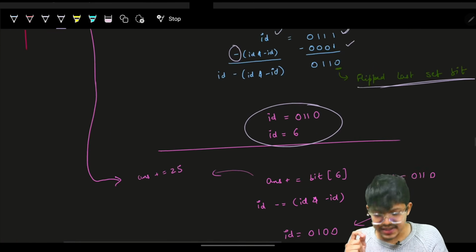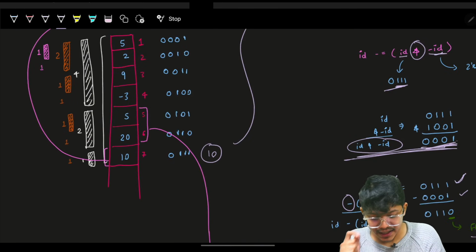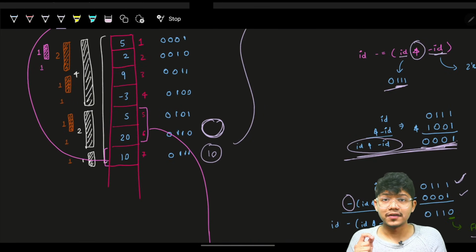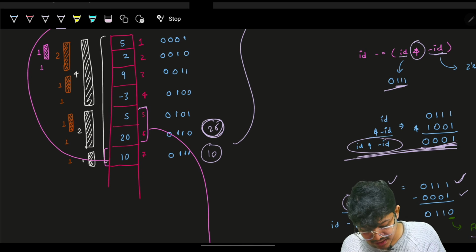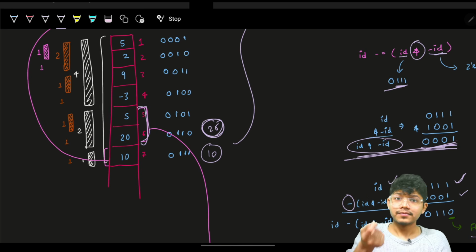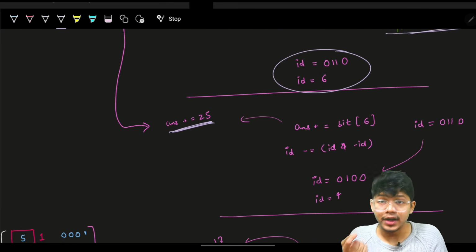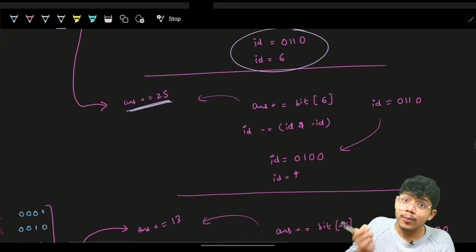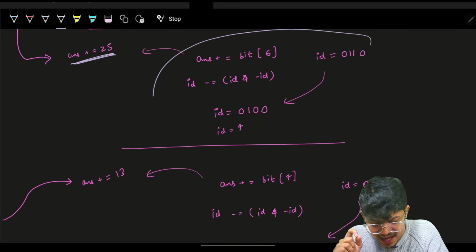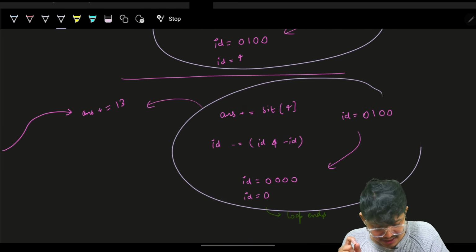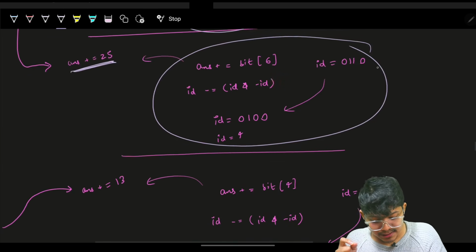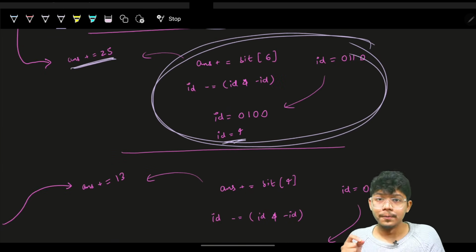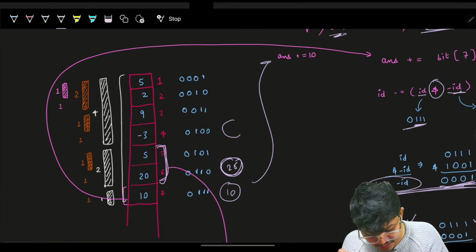Again, when your new ID is 6, go and ask your bit array. Your bit array will give you this specific value, which is 25, the range sum of these two values. Add 25 to your answer, and again remove the last set bit. Apply the exact same operation. Your ID will become 4 now. Go and ask for this value, which is 4.